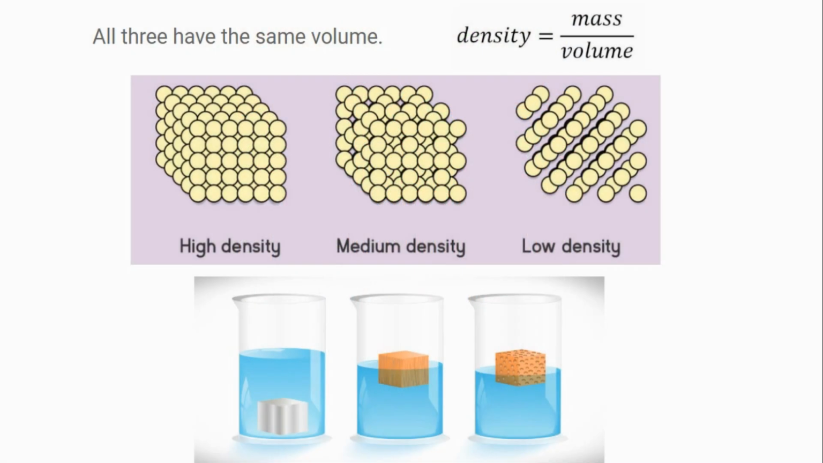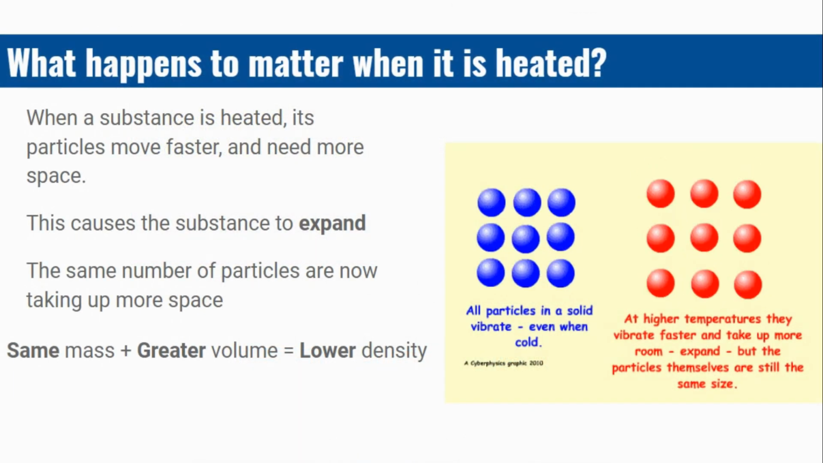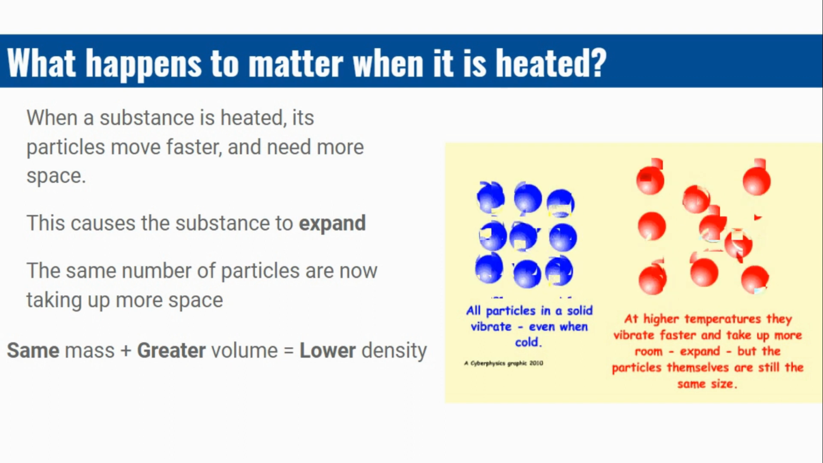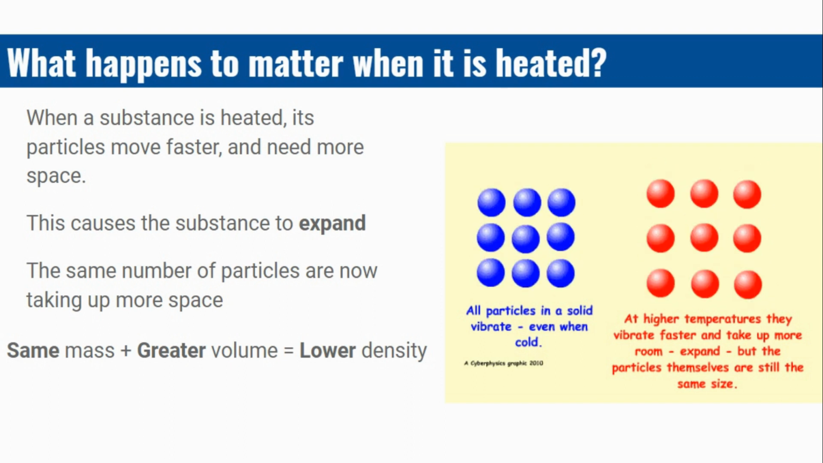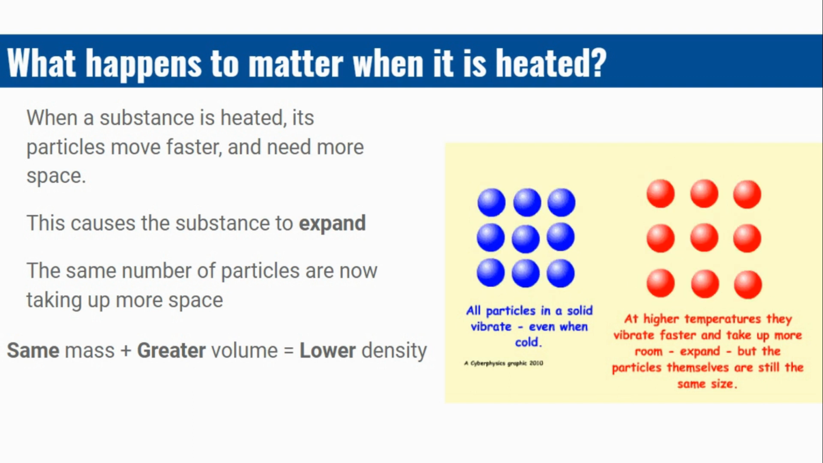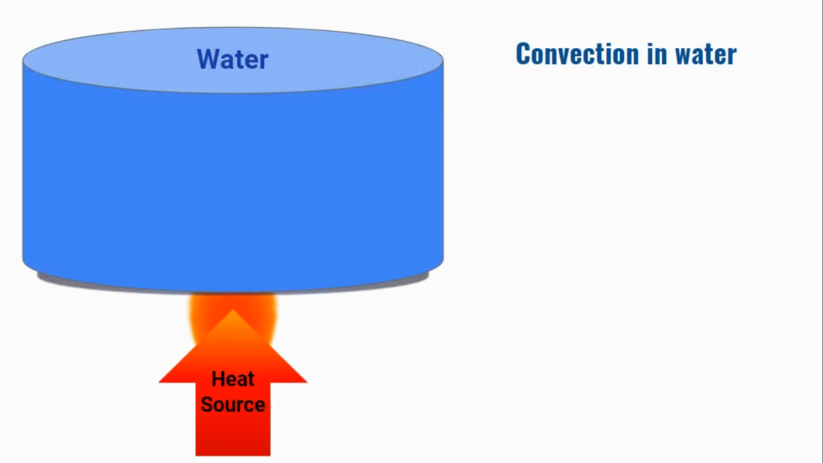So linking this back to the particle model, these three objects have the same volume, but there are more particles in the high density object than there are in the medium and low density objects. Their particles are spread further apart. We know that when an object is heated, its particles vibrate faster and push each other apart. You can see this in the animation, that at a low temperature on the left, the particles are closer together than when they are at a higher temperature on the right. So when an object is heated, its mass stays the same, but its volume increases. Therefore, its density decreases.